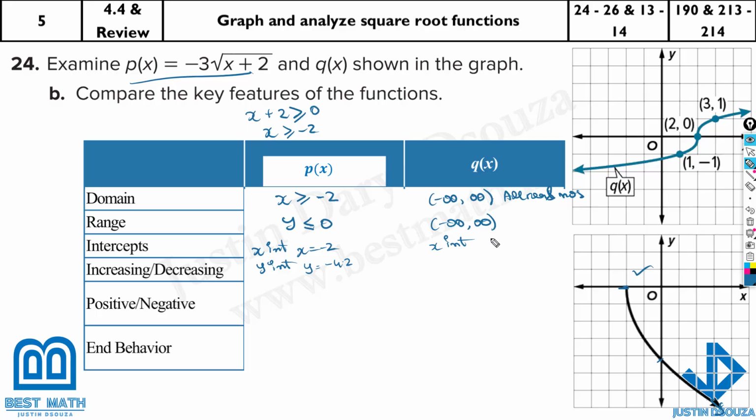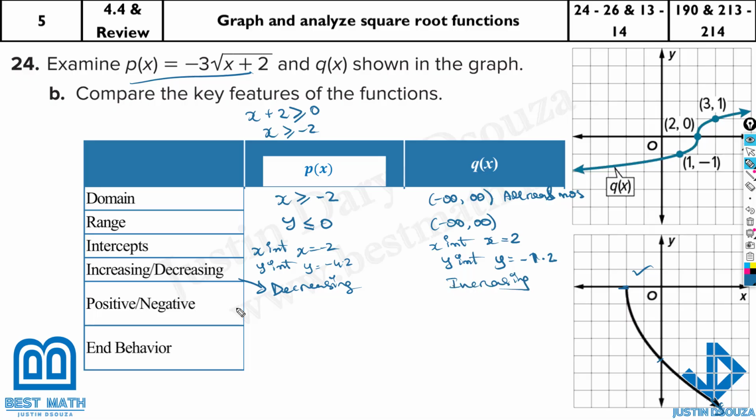X-intercept at x is equal to positive 2. And the y-intercept will be y equals minus 1.2. That's fine. It's approximate, you're assuming it. That's absolutely okay. And increasing and decreasing function. So I'm going to write this over here. Where is it increasing? No, it is decreasing. You can just tell it's decreasing. This one is increasing.